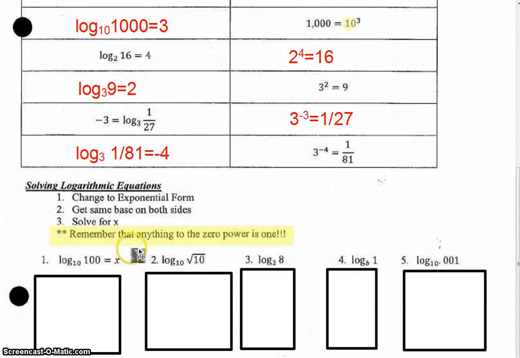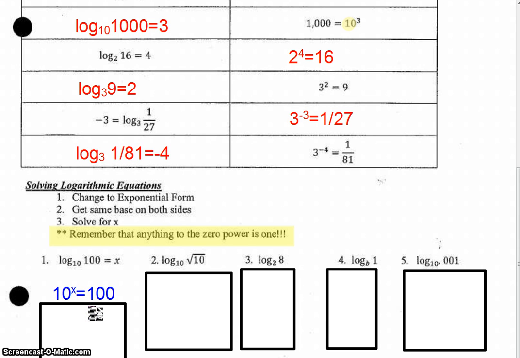So if you're going to solve logarithmic equations, the first thing you need to do is change it to exponential form. Then you think back to what we did earlier, and you get to the same base on both sides, and set your exponents equal to each other and solve. Remember that anything to the 0 power equals 1. So number 1, log base 10 of 100 is equal to x. We rewrite it and it becomes 10 to the x power equals 100.